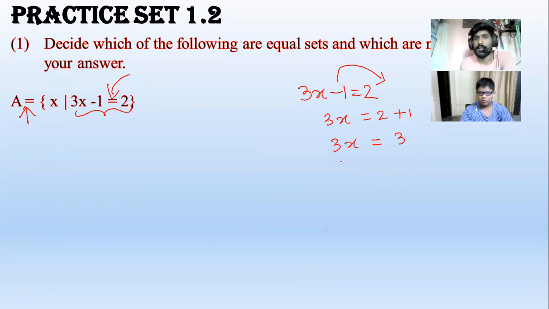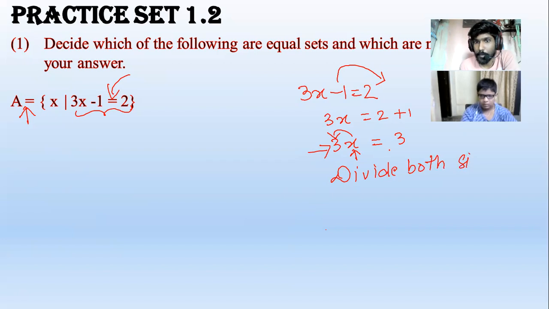Look here. I need to find the value of x. But what is the coefficient of x? 3. So you need to get rid of this 3. What can be done to remove this 3? We divide by 3. So you write here, divide both sides by 3, because there is an equal to sign, so on both sides you have to do the same thing.